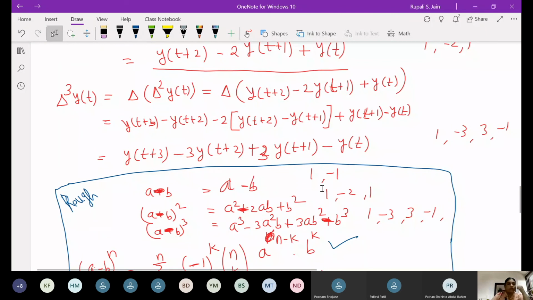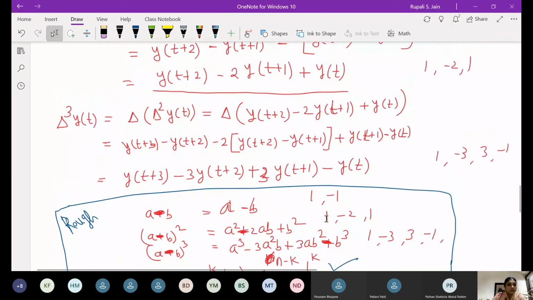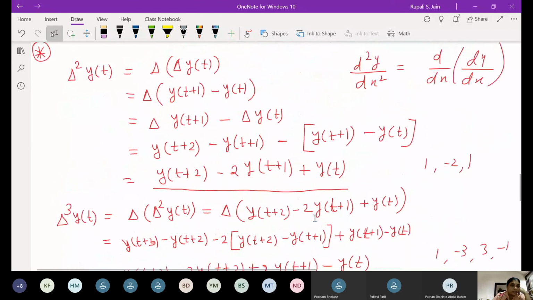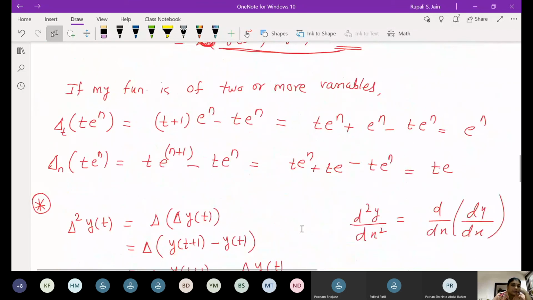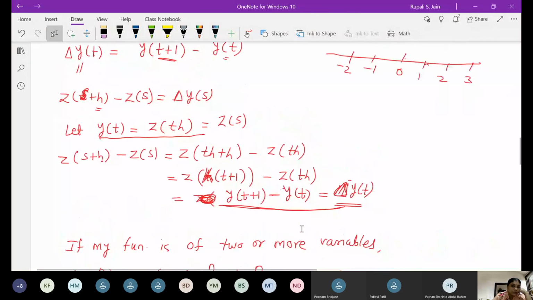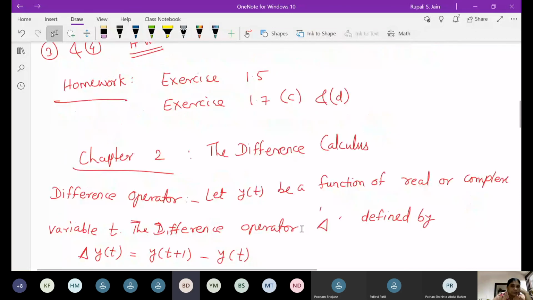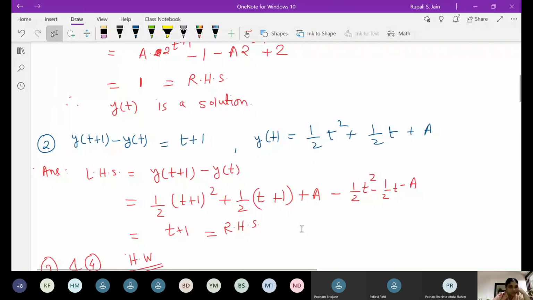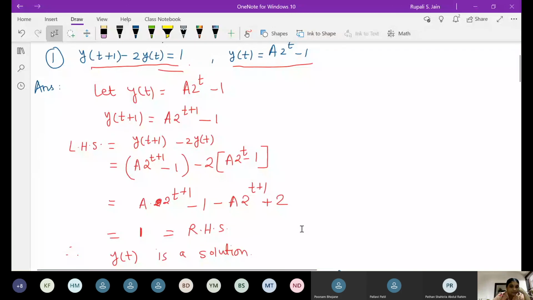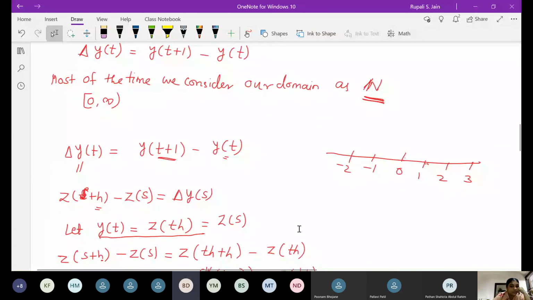Whatever I am writing over here, you have to write in your notebook also. Everything you have to write properly. You should not depend only on this, as in your class.